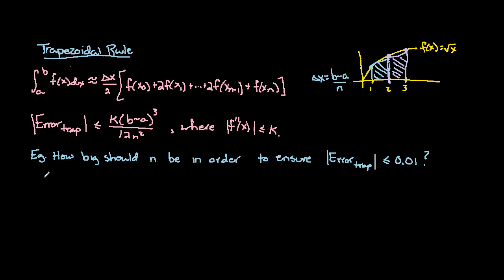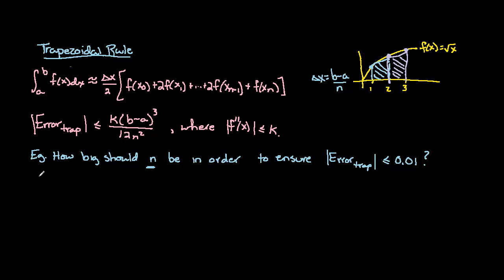So the example that we'll take a look at says, how big should n be in order to ensure that the error is less than or equal to 1/100th or 0.01. So the way we would proceed with this question is the first thing we need to do is figure out what this k value should be.